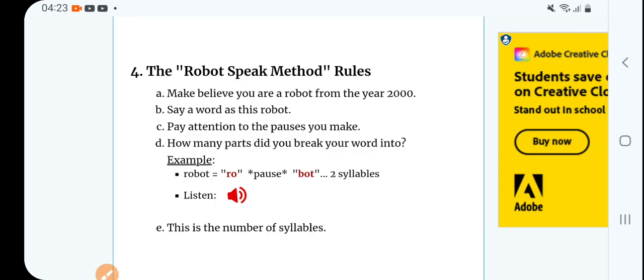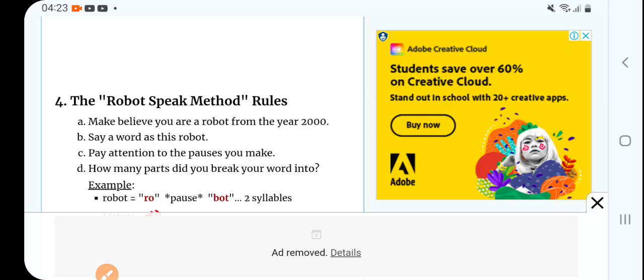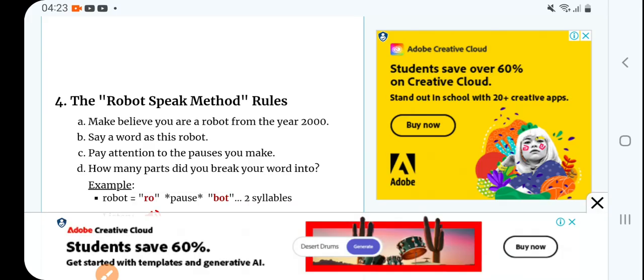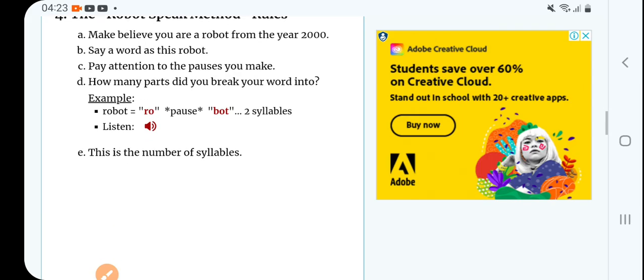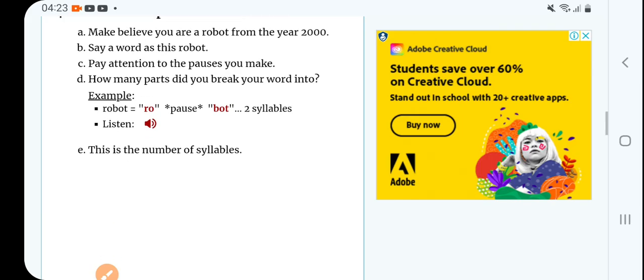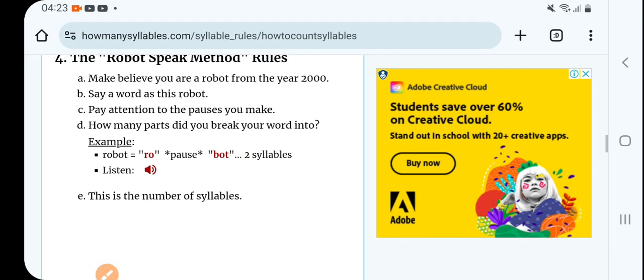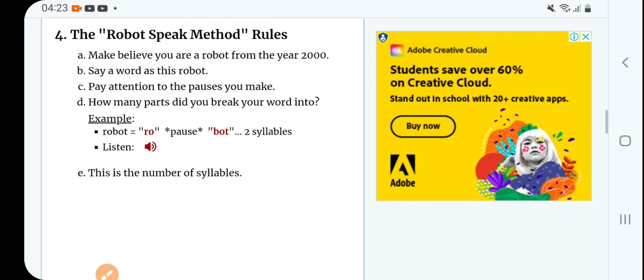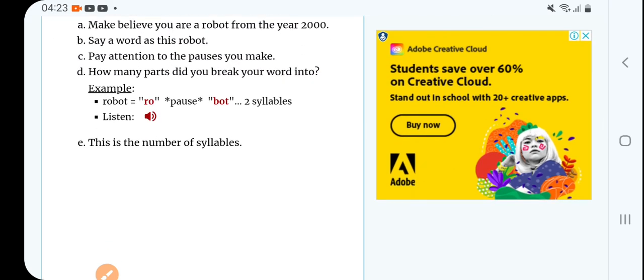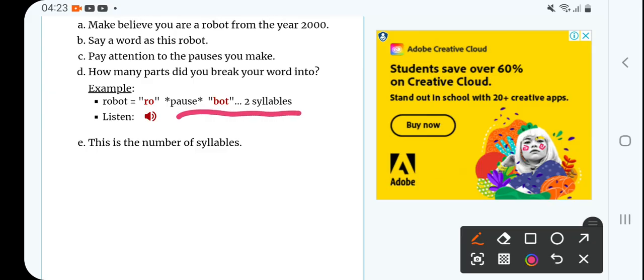Listen. Robot, robot, robot. Okay, so this is the number of syllables. How many? Four, right? Sorry, two. It's a two syllable word.